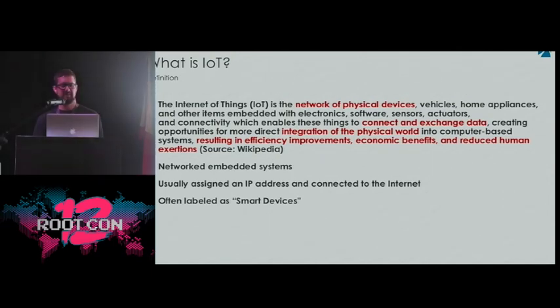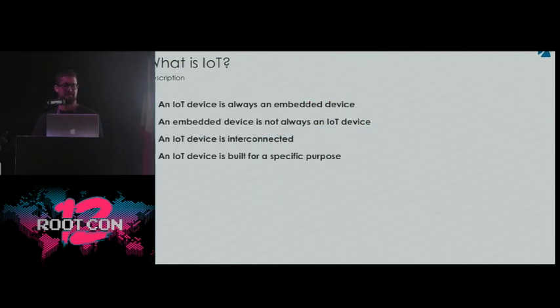So an IoT device is actually the same thing. It's an embedded device, but the difference is it's actually interconnected. It's usually done over the internet using IP address, but not necessarily. Very often when you purchase them or when you see them marketed, they're marketed as smart devices. An IoT device is always an embedded device, and the opposite is not true. It's a device that's interconnected and it's built for a specific purpose.